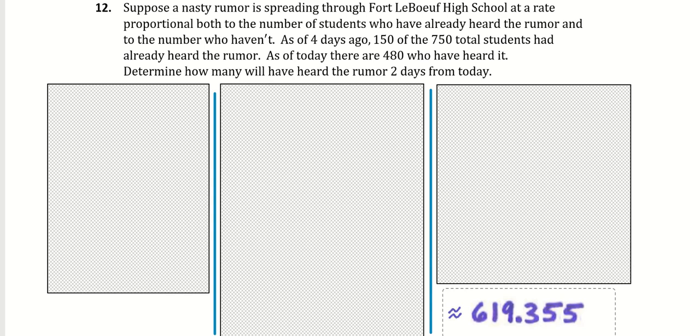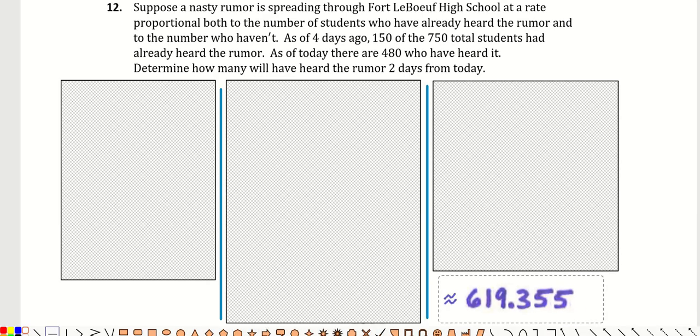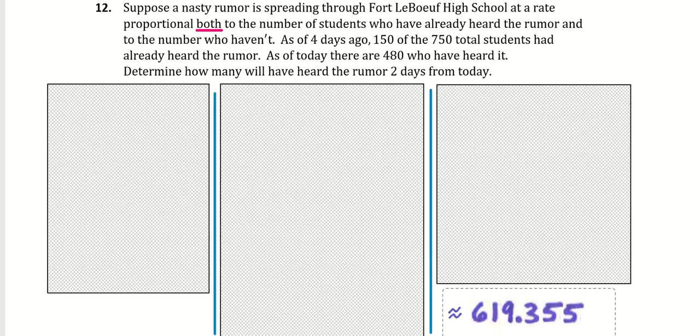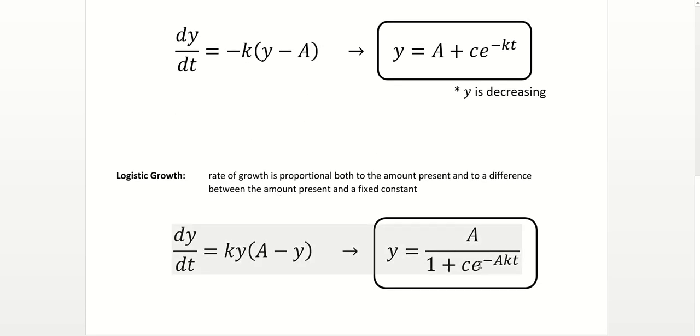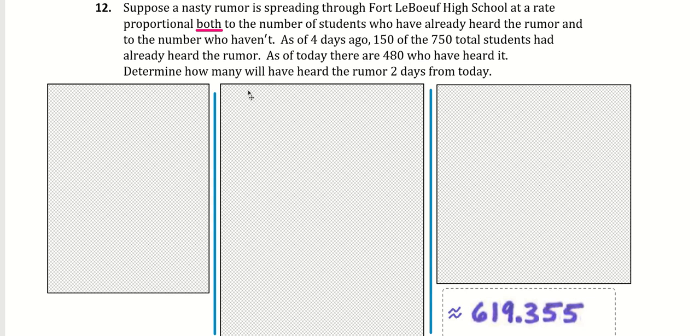Number 12, suppose a nasty rumor is spreading through Fort LaBeouf High School at a rate proportional both to the number of students who have already heard it and to the number who haven't. So those words right there should direct you to this formula, logistic growth. Okay, but remember the trick.